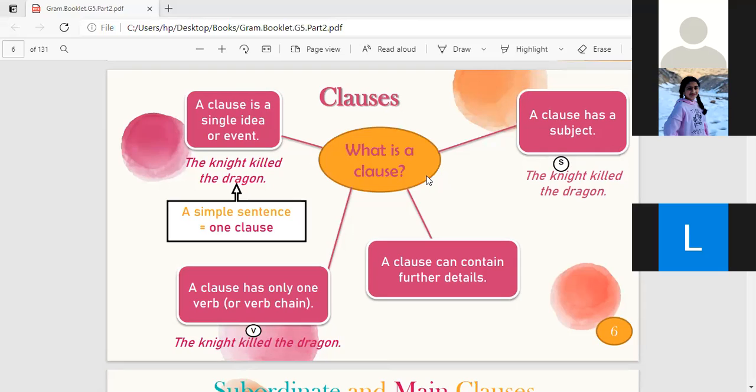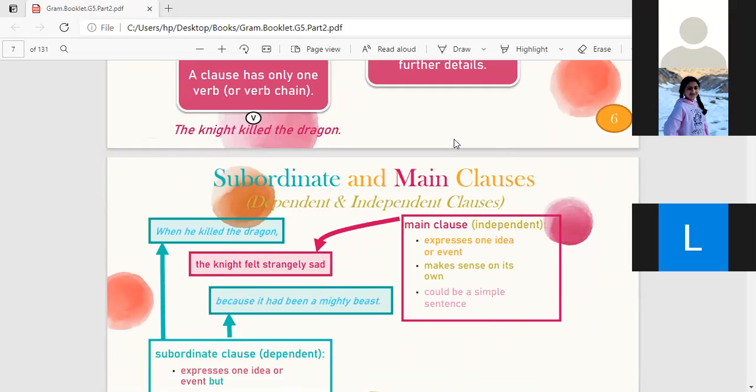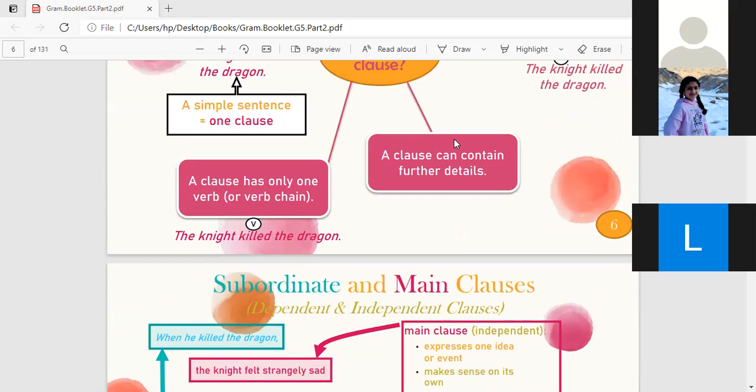Because even if it has a subject but can't stand alone. Karim, did I give you permission? Please do not do it again. Malak, we said we have a subject, we have a verb, we have an idea. But what is special about the dependent clause? Why do we call it dependent? You don't know it? From its name, dependent. Why do we call it dependent?